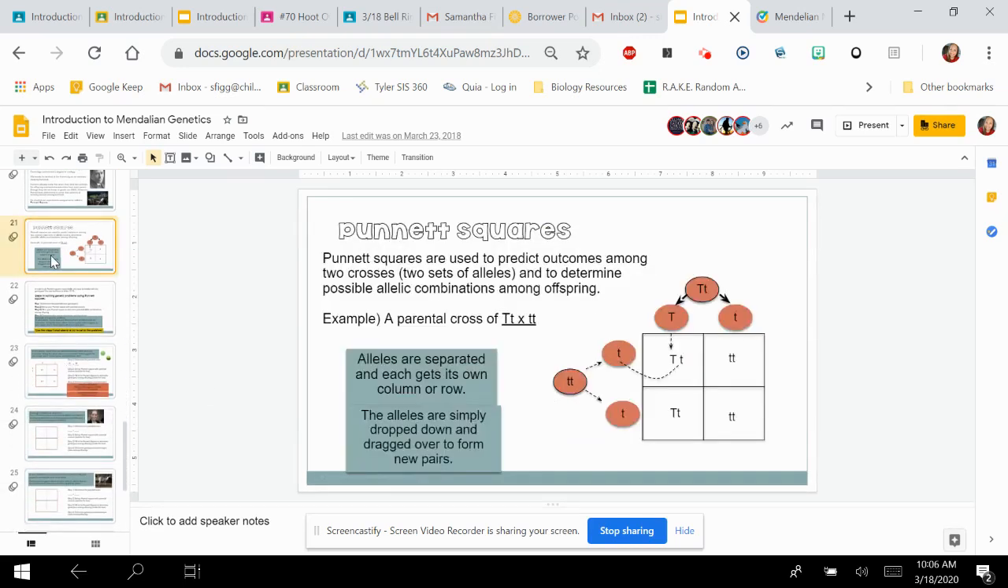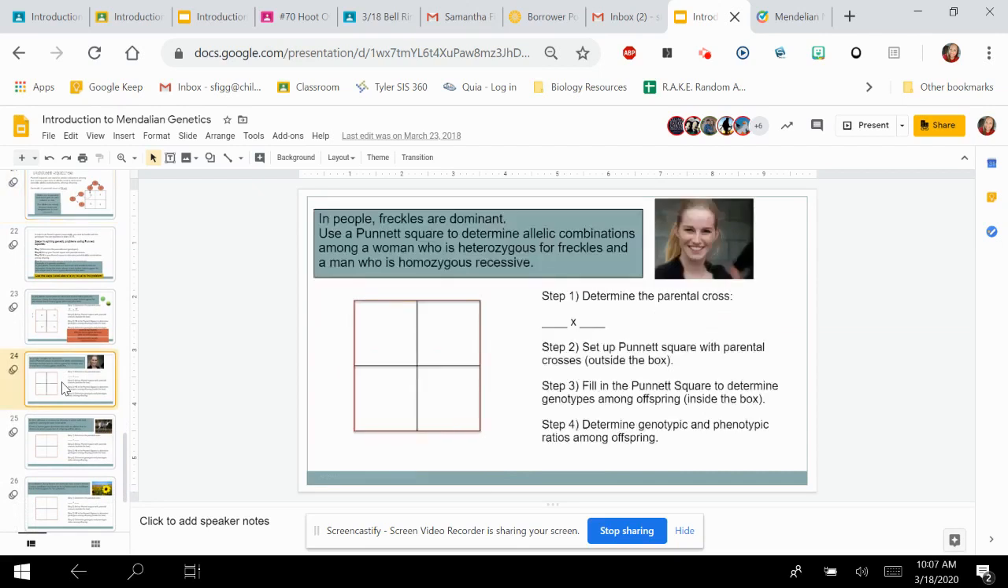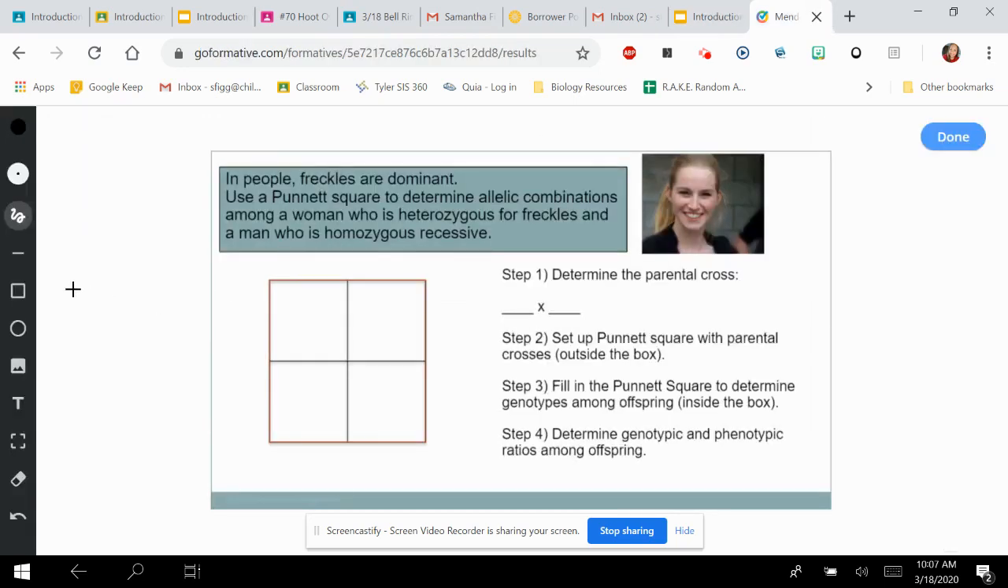But what should have been new to you is this idea of Punnett squares, unless you've had health class already. Ms. Serber sometimes gets to this before I do. So I'm going to hop over onto GoFormative to do this, but I want to show you guys how to get through these practice problems.